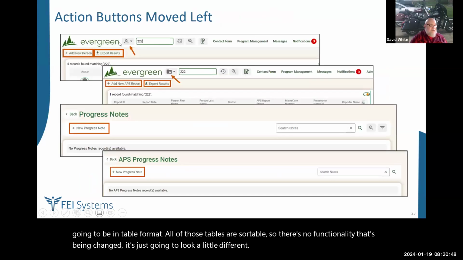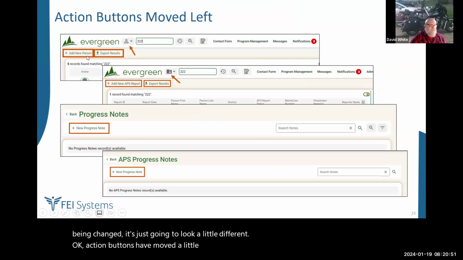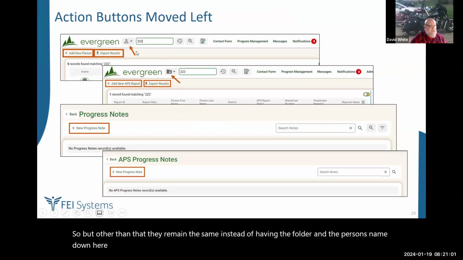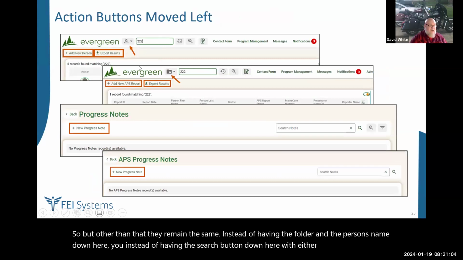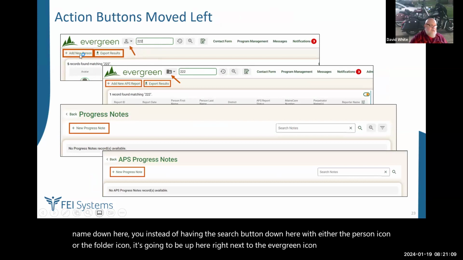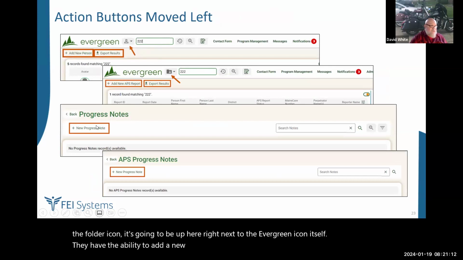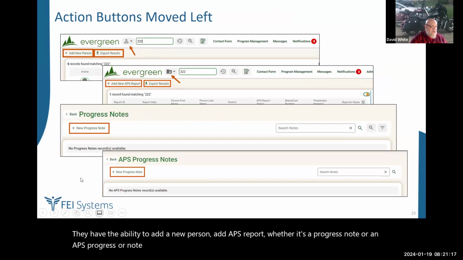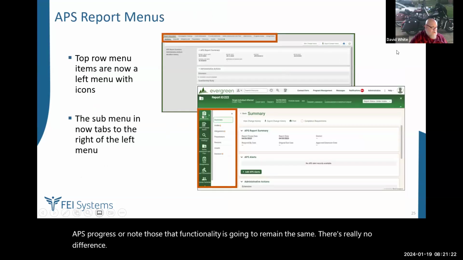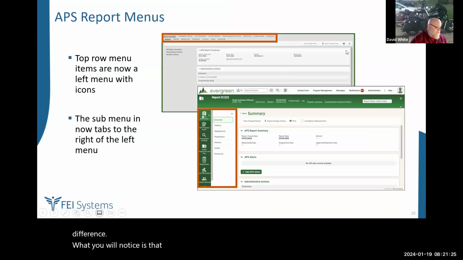Okay. Action buttons have moved a little bit. But other than that, they remain the same. Instead of having the search button down here with either the person icon or the folder icon, it's going to be up here right next to the Evergreen icon itself. You have the ability to add a new person, add APS report, whether it's a progress note or an APS progress note, that functionality is going to remain the same. There's really no difference.